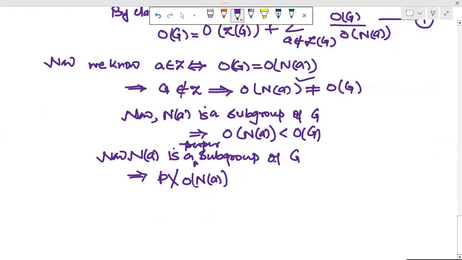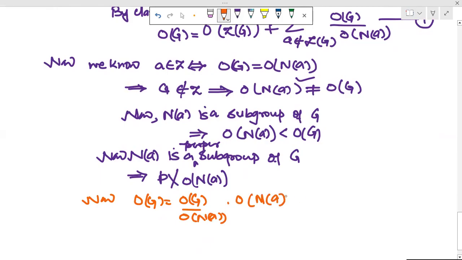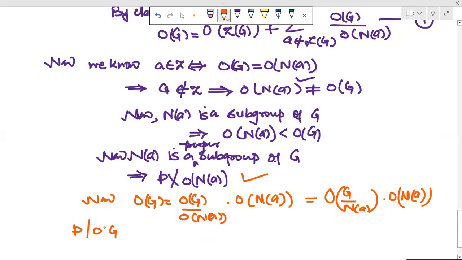Now we can say order of G can be written as order of G by order of N(A) times order of N(A). Fine. So let me write it collectively: order of G mod N(A), this will be its order, and this is equal to order of N(A). Now P divides order of G, this is given.